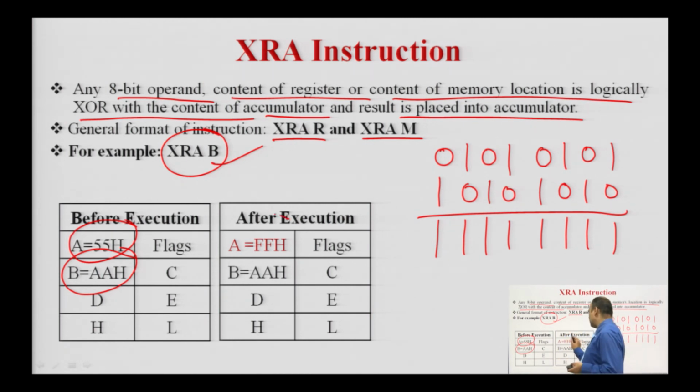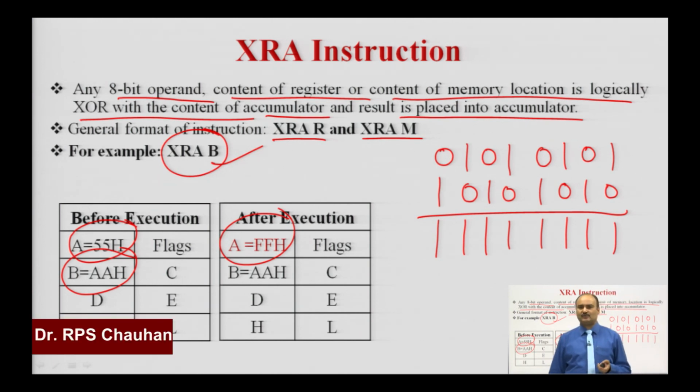This result is stored back into the accumulator. This operation takes place according to the truth table of the XOR gate: if all the inputs are the same, then the output is 0, otherwise 1. That is why the result is FFH, and this result is stored back into the accumulator. According to the result of the operation, since the result consists of an even number of ones, the parity flag is set to 1 to reflect the result. This is the meaning of the XRA instruction.